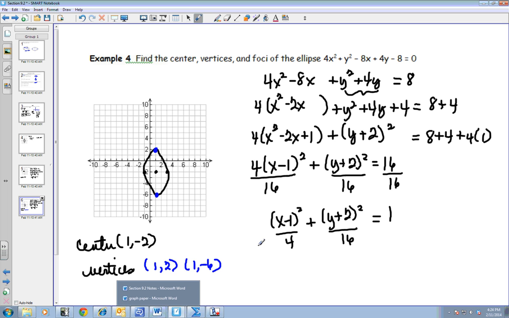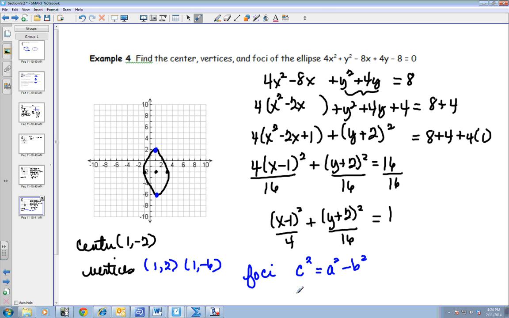All right. And the only thing left is to find our foci. Okay, we know that our foci have to lie on this line, and they are equal distance from the center. So we know what our A is. We know what our B is. Our foci are C units from the center. Okay, so C squared equals A squared minus B squared.